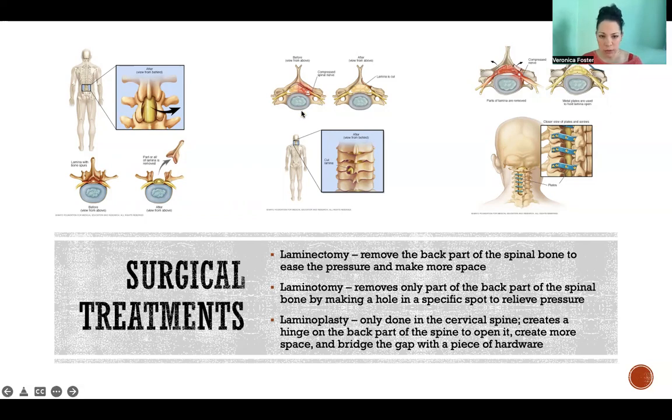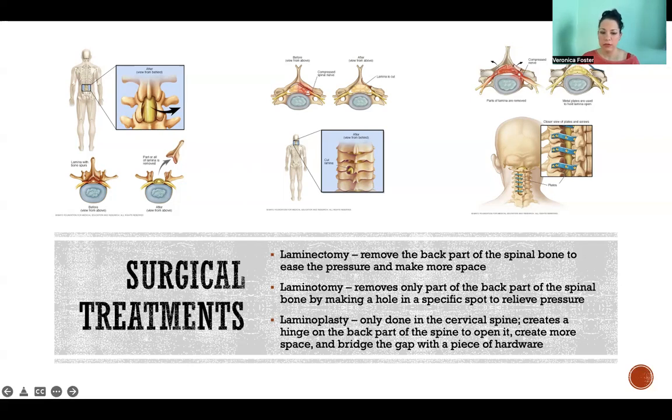Laminotomy is the picture in the center here. This is where they would remove only part of the back part of the spinal bone. Instead of removing that whole thing, they would remove just a little piece of it or create a hole in a specific place where there's narrowing, so that it would relieve that pressure and allow for that space that we need.